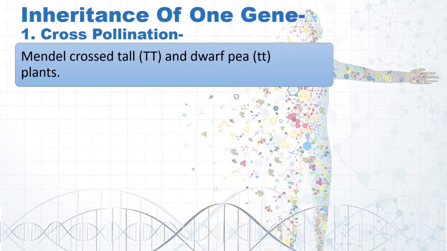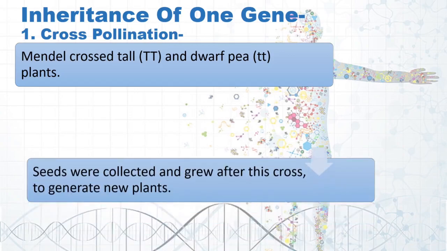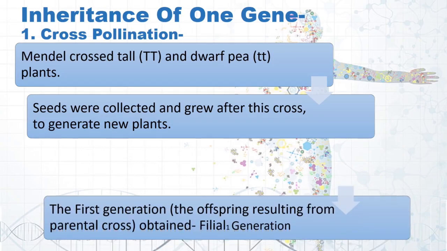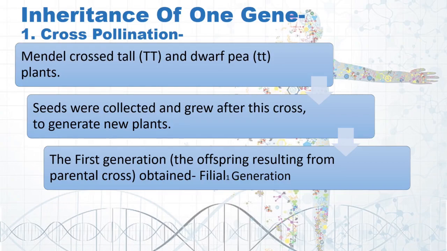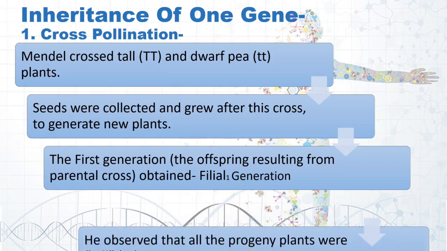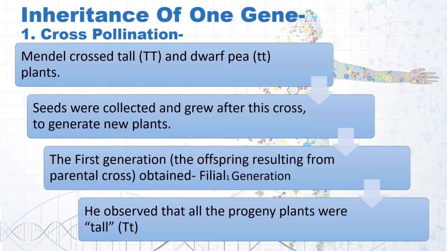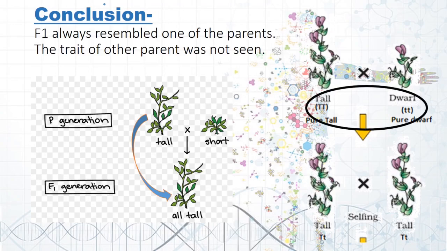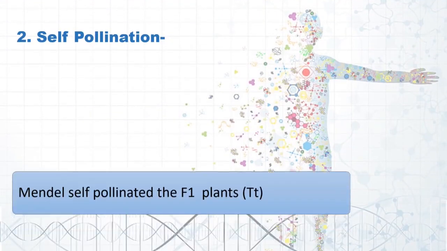Mendel studied inheritance of one gene in Pisum sativum. He crossed a true breeding tall plant with a true breeding dwarf plant. Seeds were collected and grown after this cross to generate new plants. The first generation that was obtained was given the name filial one generation. He observed that all the progeny plants were tall. It was concluded that F1 always resembled one of the parents. The trait of the other parent was not seen. As you can see in this picture, the F1 generation which is obtained are all tall and no short.